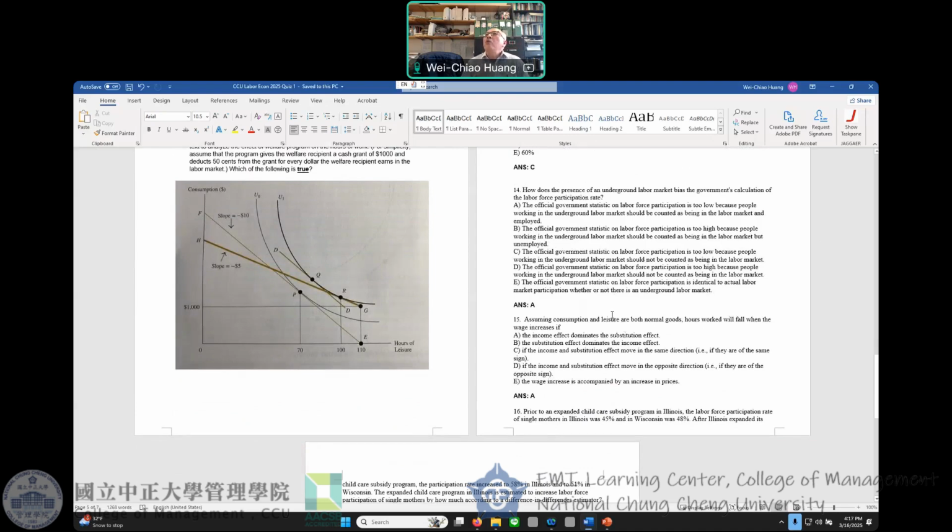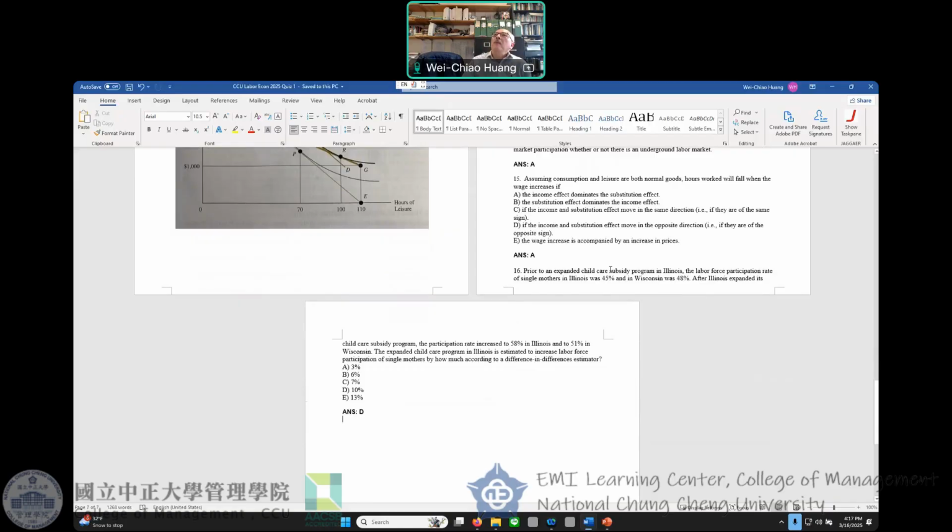14, how does the presence of an underground labor market bias the government's calculation of the labor force participation rate? So this issue about hidden unemployed comes up everywhere. The answer is A. The official government statistic on labor force participation rate is too low because people working in the underground labor market are not counted, and they should have been counted as being in the labor market and employed, but they were counted out. So it's a too low statistic.